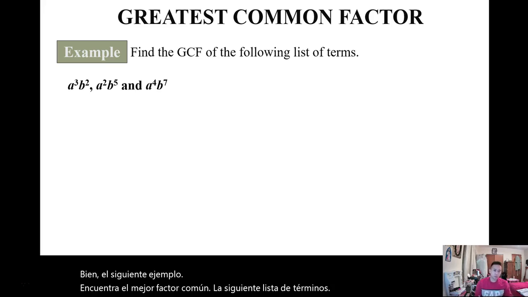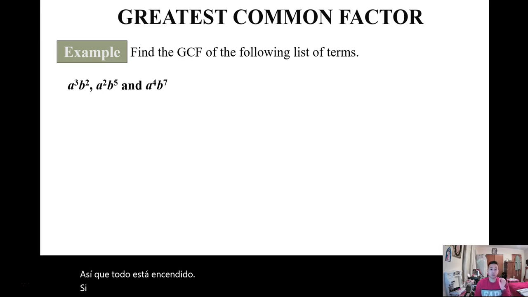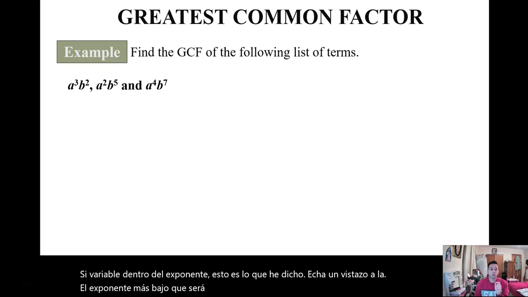So everything is a variable with an exponent. That's what I have said. Take a look at the lowest exponent. That will be the greatest common factor as long as they have the same variable.